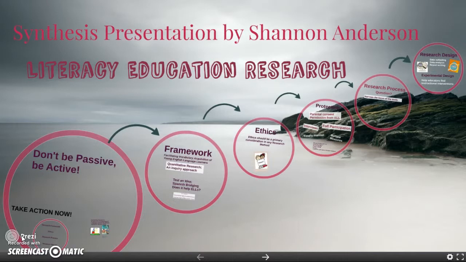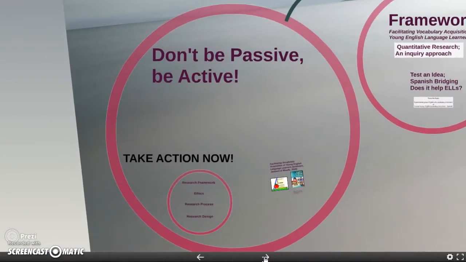I'd like to ask you a question, or perhaps you could ask yourself this question. Would you consider yourself a passive teacher or an active teacher? If you are an active teacher, you would take steps to improve your instructional practices to meet the needs of your students.